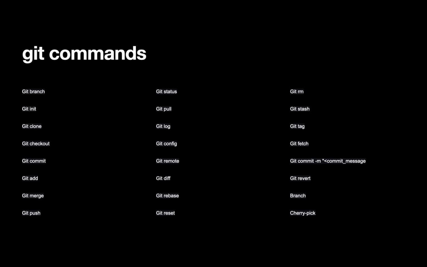Git tag allows us to create, list, delete, or verify a tag object assigned with GPG. You guys with me so far? Good. Now, git config, another popular one, is used to get and set repository or global options. Git remote, another very common one that you must know, is to manage a set of tracked repositories.